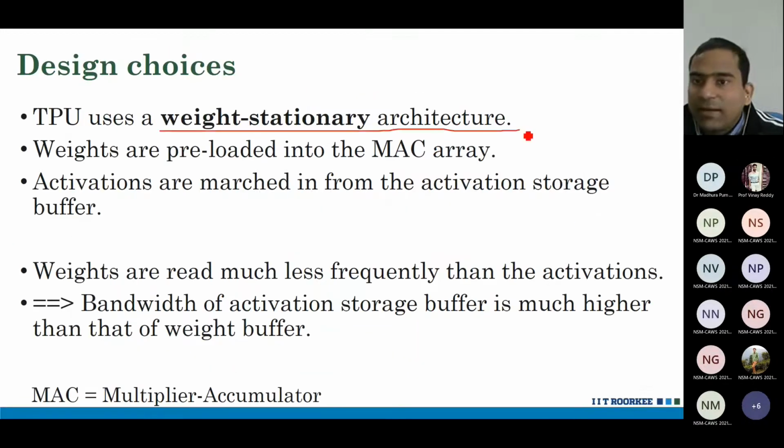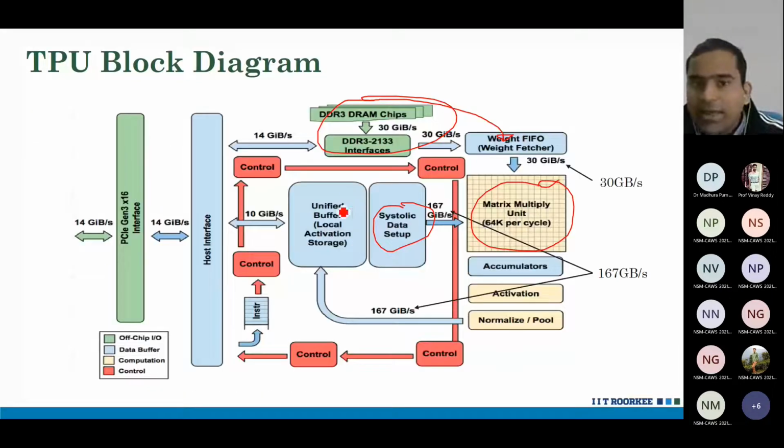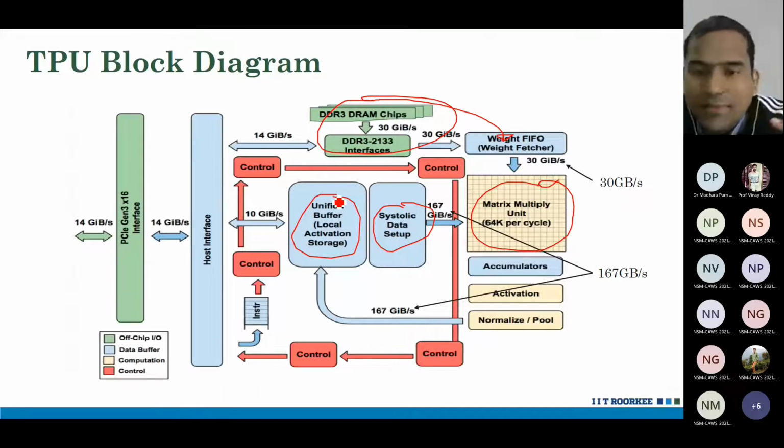TPU uses a weight stationary architecture, which I have already discussed. Weights are preloaded into the MAC array, and activations come from the left. This is the activation storage buffer. What is activation? Just consider one layer. In one layer, we have inputs and weights. Inputs are multiplied with the weights and we get the output. We call the input the input activation, and the output the output activation. Activation is also called feature map, so sometimes you will hear the words input feature map and output feature map, and sometimes input activation and output activation.